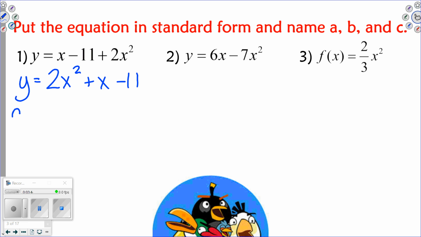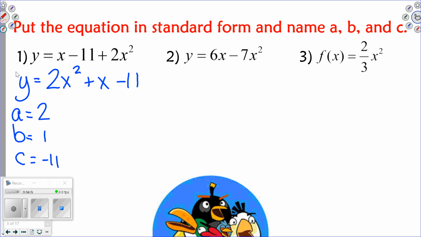All right, so what's your A value? 2. A is the number in front of the x squared. What's your B? 1. And your C? Negative 11. We had to do that all the time when we were doing the quadratic formula. Nate, I yell at you all the time to stop putting x's in your formula, right?